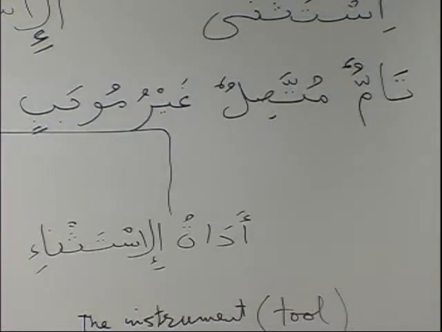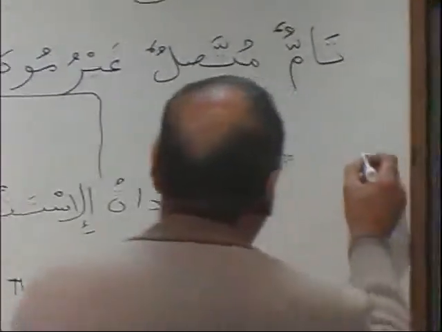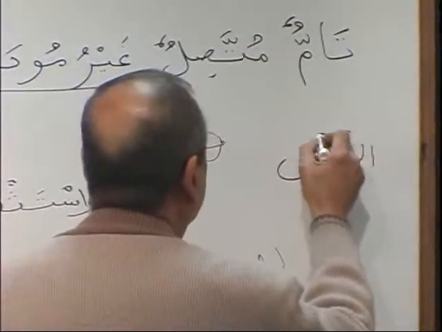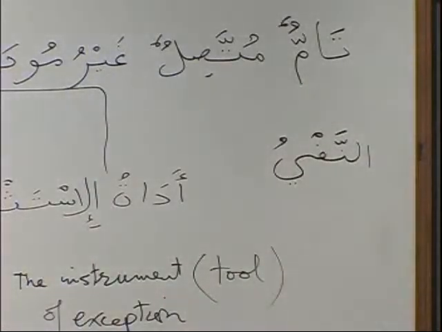Now, what will you call this? It's the negation, simple negation. What is it? An-nafyu. Write down an-nafyu. Inshallah. Okay. Next sentence, brothers and sisters.